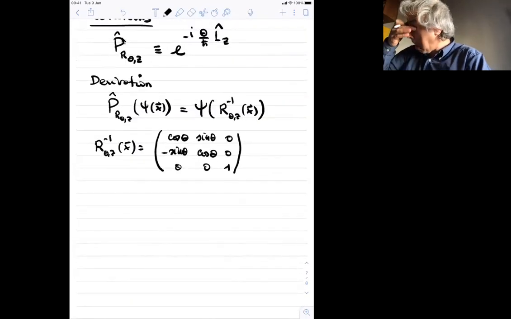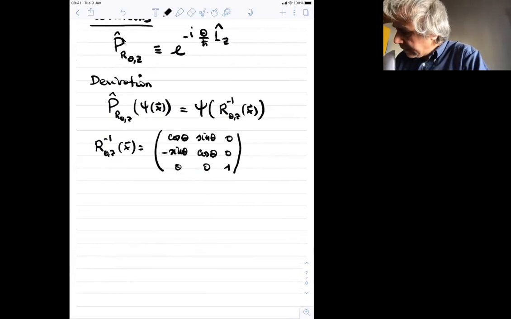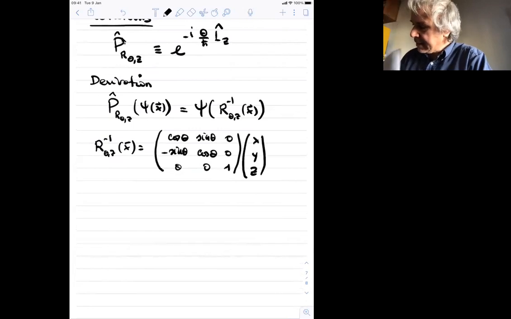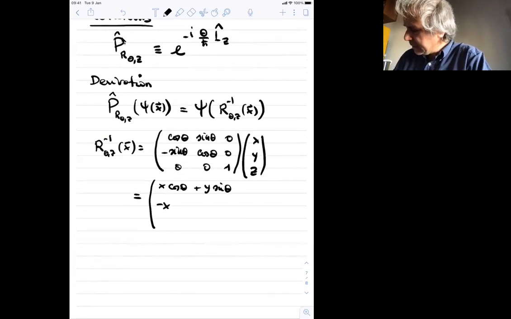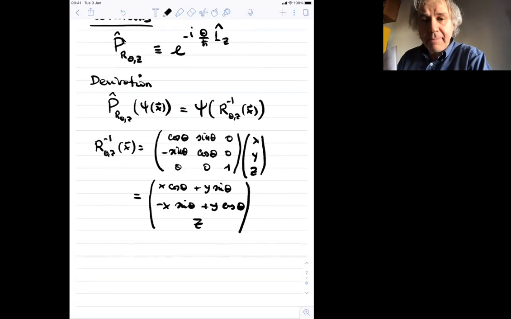Okay, very good. Now this has to be applied to the vector x, which has 3 components, x, y, and z. If I do this matrix multiplication, I get 3 objects. One is x cos theta plus y sine theta for the first component. And then I get minus x sine theta plus y cos theta. And the third component is untouched. Is it clear what I have done here? I have done my matrix times a vector.